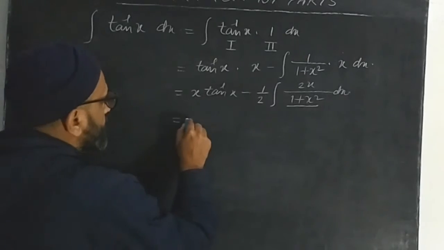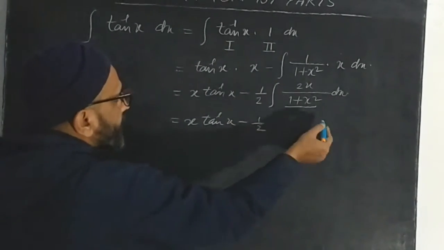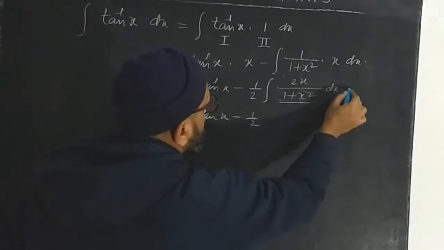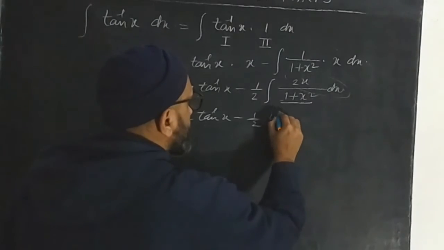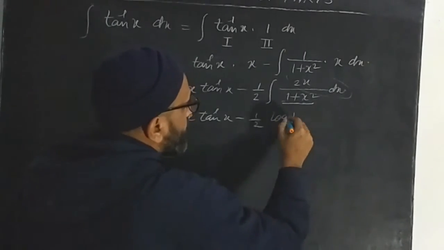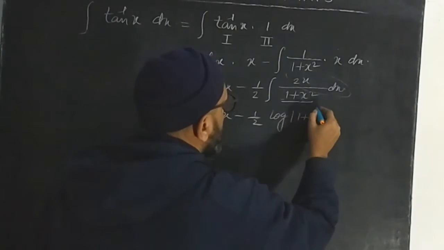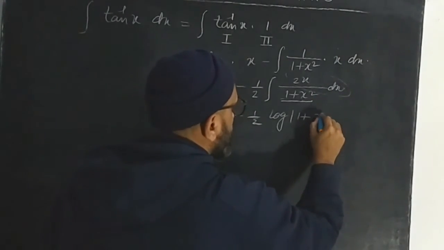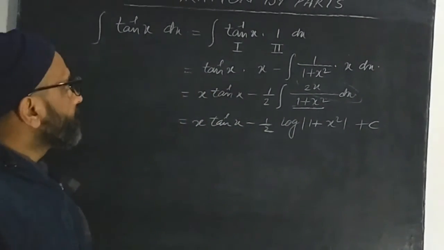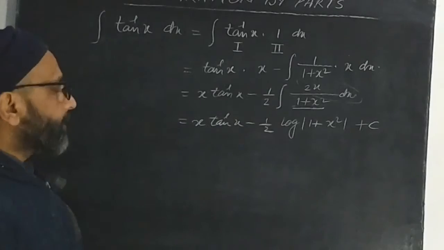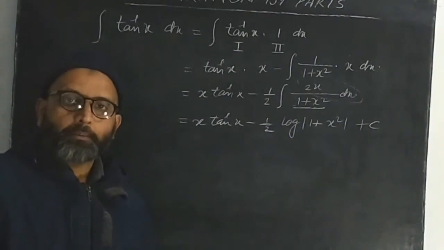So x tan inverse x minus half, if we take it as u, it becomes du, and simply we have 1 upon u du. So integral is log u, and then finally we have to substitute the value of u, which is 1 plus x square. So directly we may integrate it as log of 1 plus x square plus c. So this is one more application of the method of integration by parts.